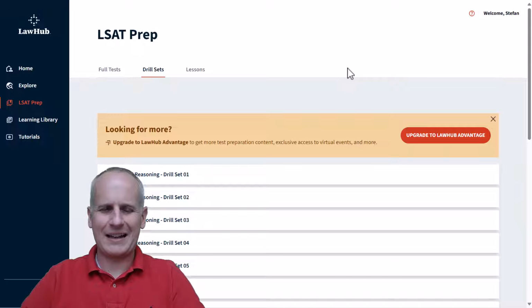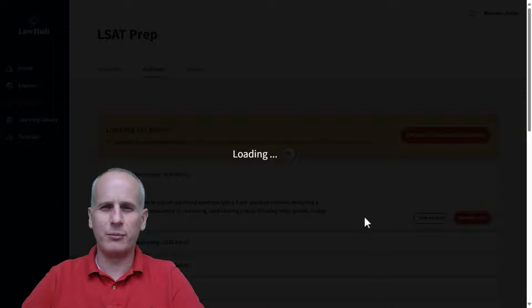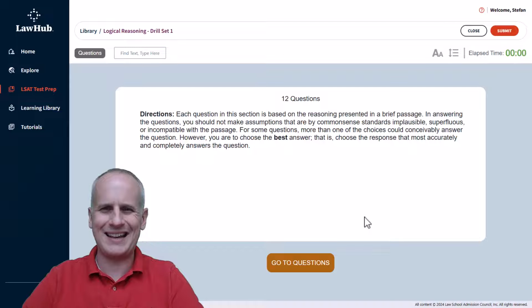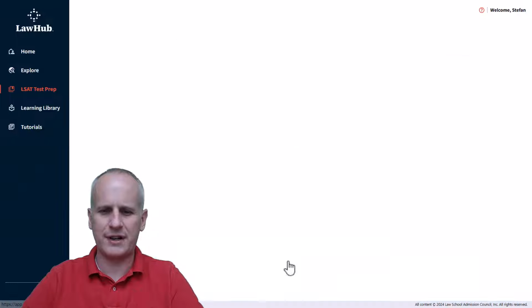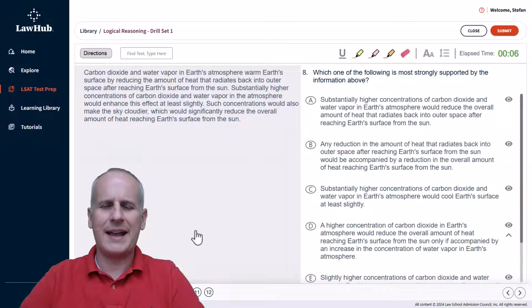Here we are back at lawhub.lsac.org. We're going to go into drill set number 1, and we're going to look at one of the more complex types of questions that you're going to see in any LSAT administration as we jump ahead to question number 8. And this may be the most integral question type to use your highlighting tools effectively.